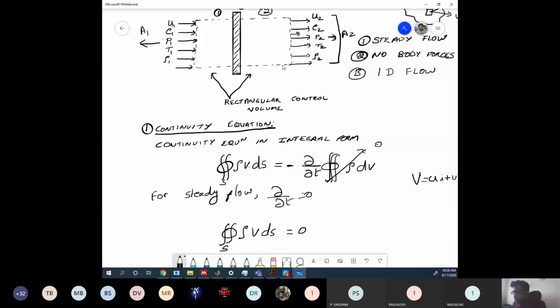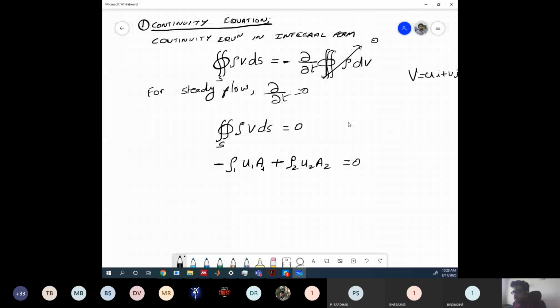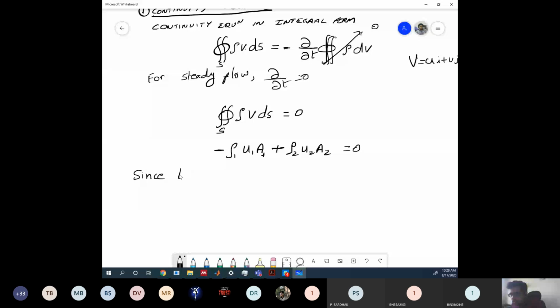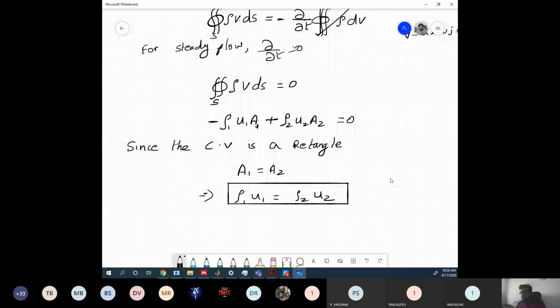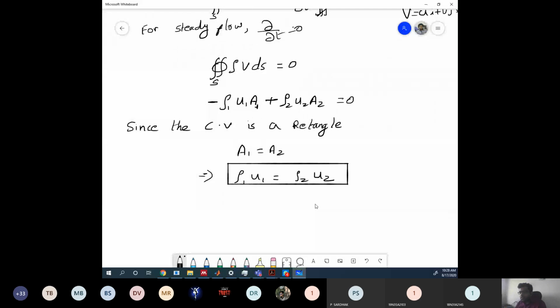Since the control volume is a rectangle, A1 is equal to A2, which implies you now get the relation rho1 U1 is equal to rho2 U2. So this is the one-dimensional form of the continuity equation for a high-speed flow where we are assuming no body forces and we are assuming the flow is steady. So this is the continuity equation.